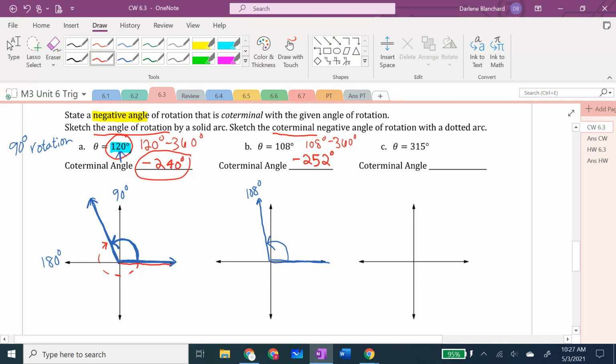So the directions ask you to first state a negative angle of rotation that is coterminal. Then second, sketch the given angle of rotation with a solid arc and the coterminal negative angle with a dotted arc. And then that problem is done. One more, 315 degrees.